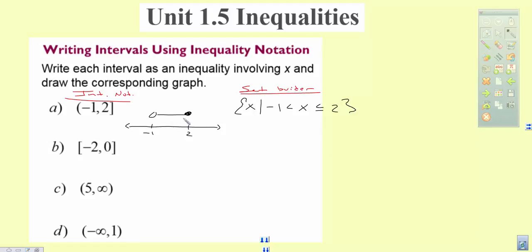My inequality, by drawing the graph, I realize I'm between. I go to the second one. I need two numbers. I need negative 2 and 0. Including negative 2 because of the bracket. I'm including 0 because of the bracket, and I'm between those two. So my set notation is x's such that negative 2 is less than or equal to x is less than or equal to 0.